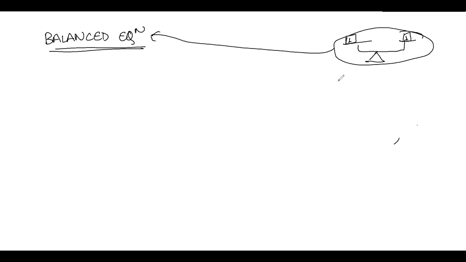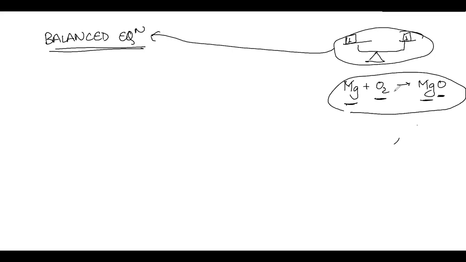Let me give you the previous example that we saw in skeletal equation. We had Mg plus O2 gives out MgO. Now in this case, we have one Mg over here and one Mg over here. But we have two O over here, but a single O over here. So we need to balance this equation, and the final product that we'll get will be our balanced equation.